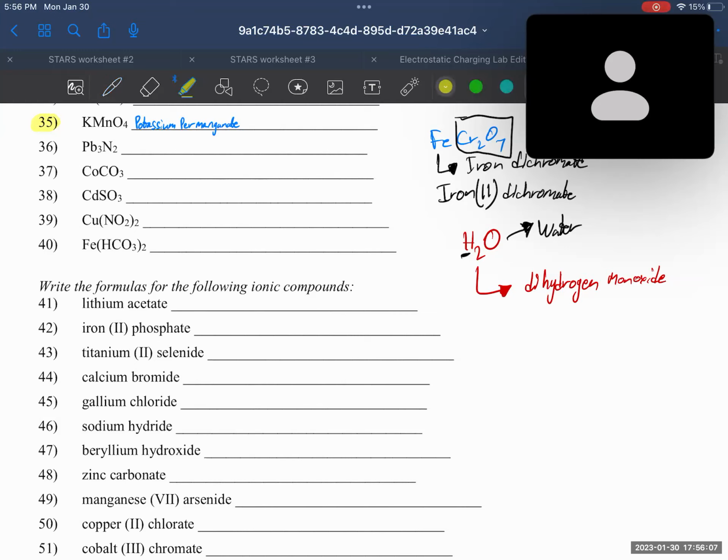Anyway, H2O, right? You name it as water. Why? Because the people who named this stuff, the people on the board, they said the common name for this is water. And most of the time we'd go by the common name. So for stuff like H2O, always call it water. Don't call it dihydrogen monoxide. If you call it dihydrogen monoxide, you will get it wrong. So I'm just going to cross that out. So H2O is always water.